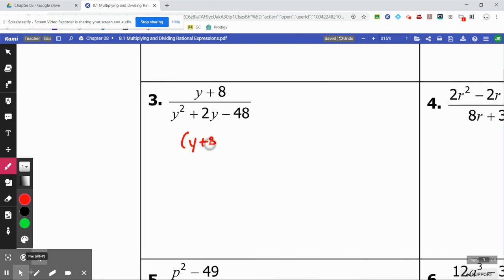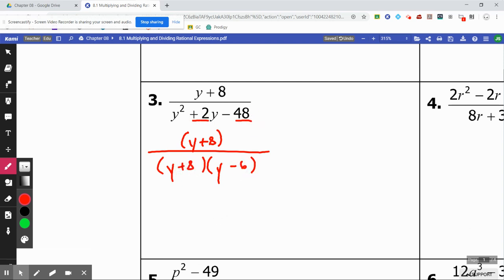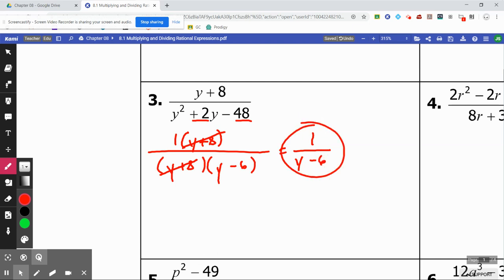Number 3. Again, we're going to factor except for the top. The top is not factorable. Put it in parentheses to remind ourselves. The bottom, y and y, adds, multiplies will be a positive 8 and a negative 6. You can cancel the whole y plus 8 with y plus 8 and it leaves you with nothing on top. Anytime that you have everything canceled, put a 1 in its place because, again, there's an implied 1 out front. And on bottom, you have a y minus 6. Since nothing else cancels, I really don't need to put the parentheses anymore.